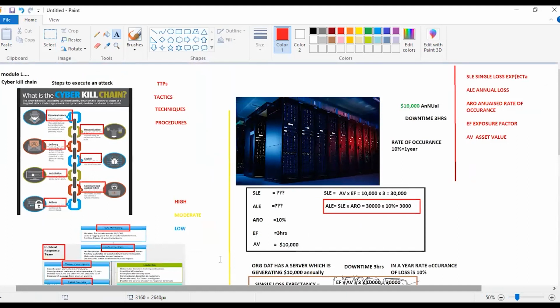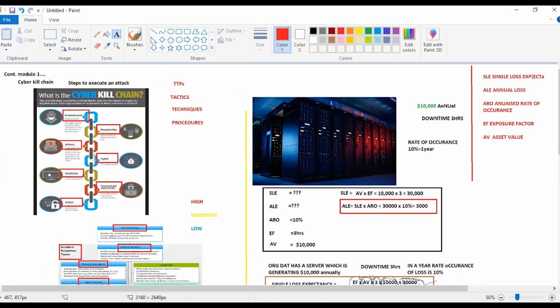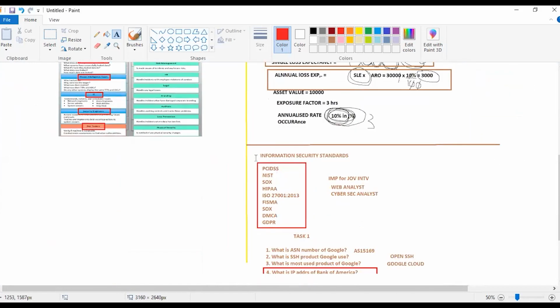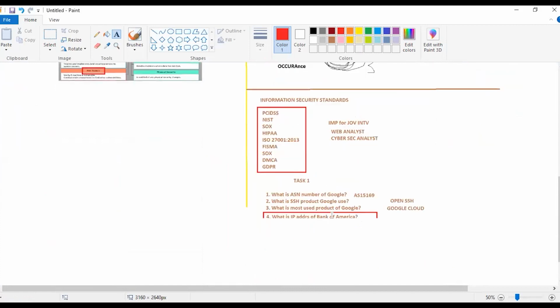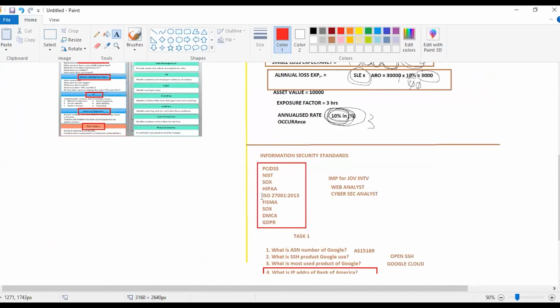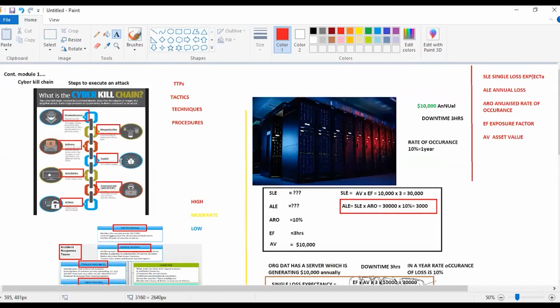Any doubt here? So now we have completed the first module. That was all the topics: cyber kill chain, security teams. I've given you the factors, the equation to find the risk, the full forms of those risks, the information security standards, and the task. So this is done. Anyone having doubt, shoot me.